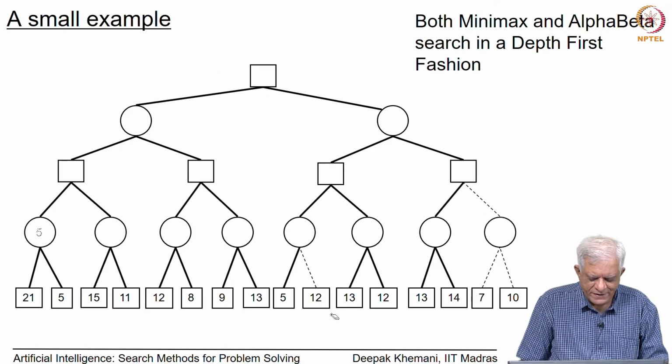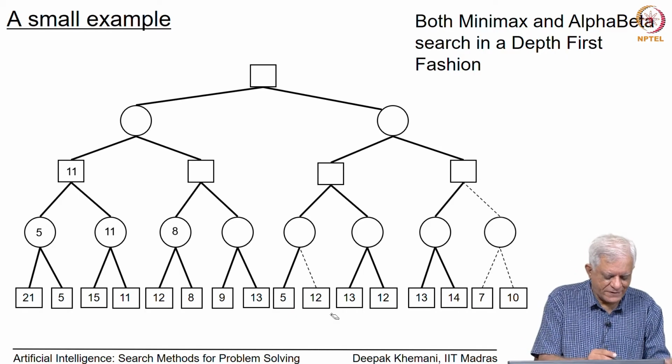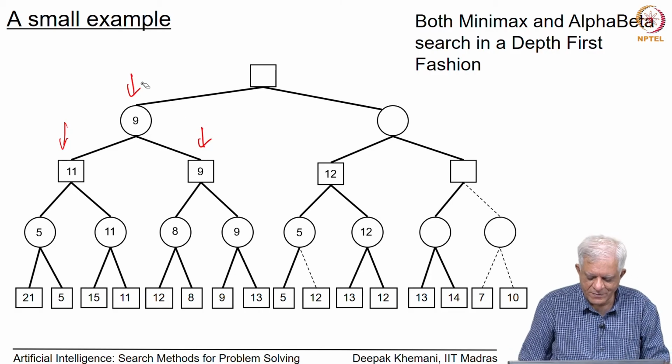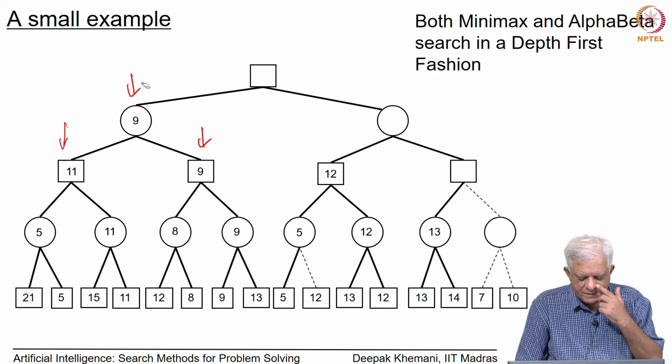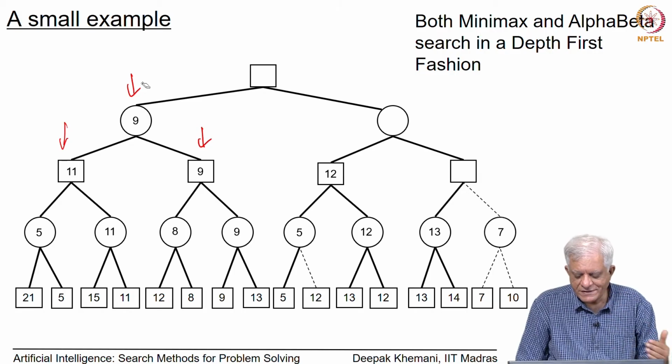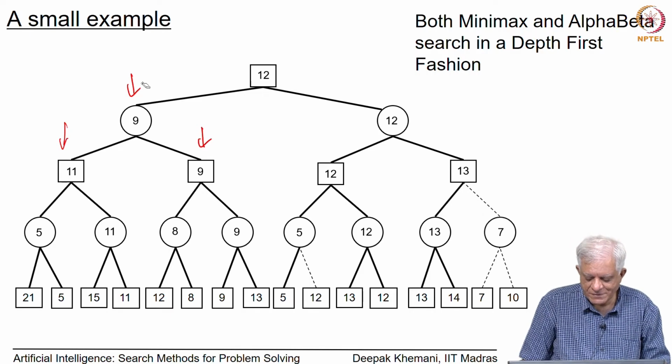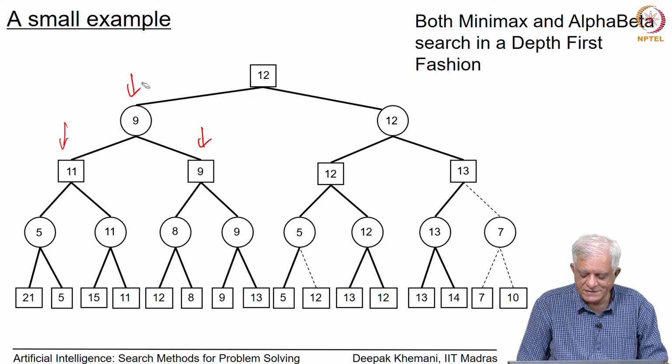Here is a small example that we had seen earlier, and you can see that this is happening in a depth first fashion. First we explore the leftmost subtree, then this subtree, then we get a value for this, and then we do the rightmost part and so on. Minimax would have explored the entire tree in the depth first fashion, whereas alpha beta in this small example has not looked at some nodes. So, what are these nodes?